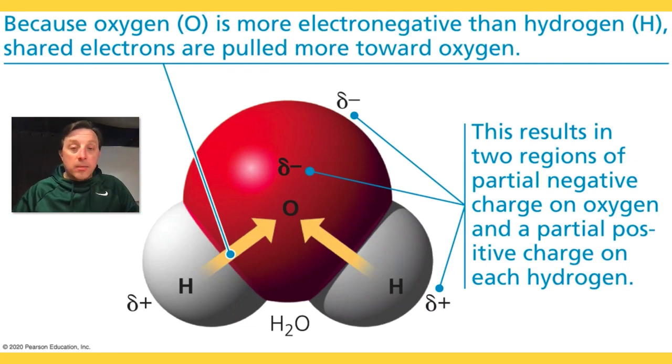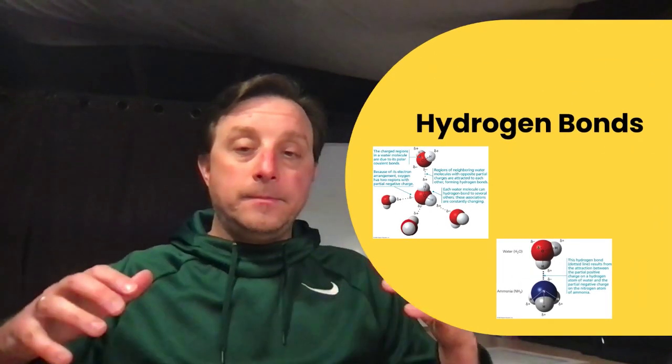So the oxygen atom then becomes slightly negative, right? That little squiggly symbol there, that is a lowercase delta. That indicates partial. Right? So there is a partial negative charge on the oxygen end of the water molecule, and there are partial positive charges on the hydrogen ends of the molecule, right? Because of the polar property of this covalent bond.